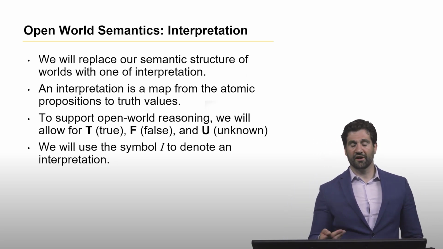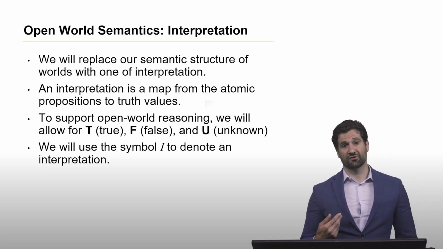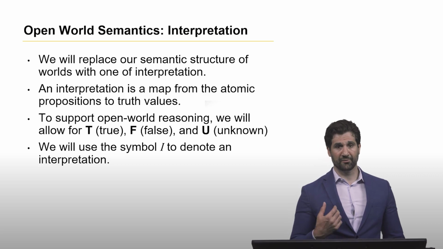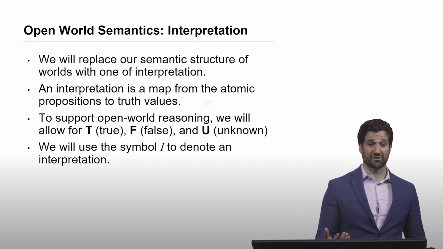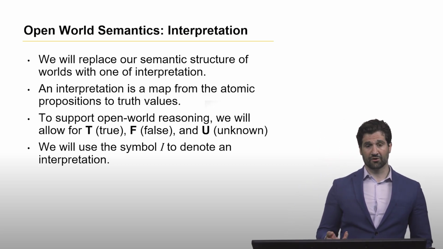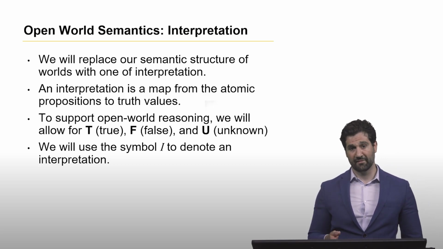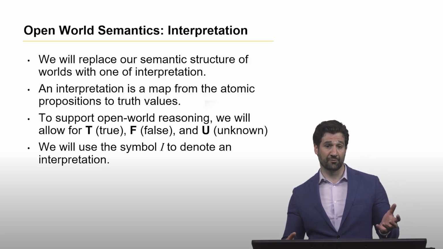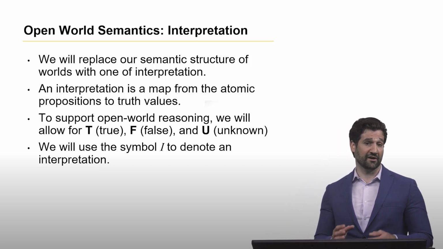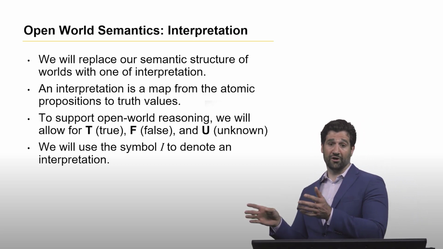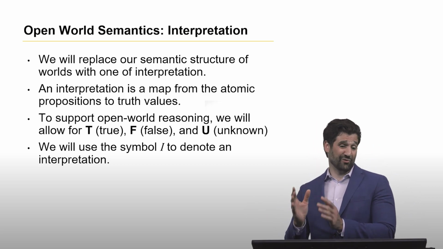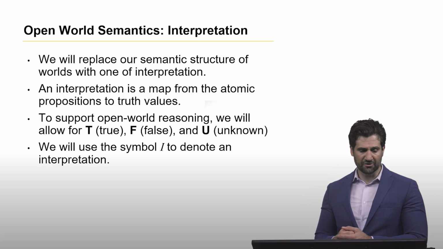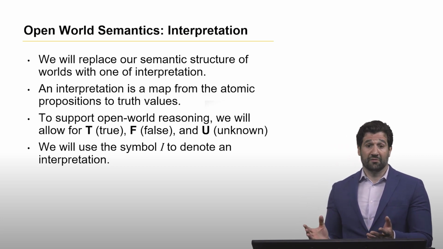Okay, so we're going to have this new semantic structure. We used to talk about worlds when we had a closed world assumption. Now we'll talk about interpretations. An interpretation is just a mapping of atomic propositions. In our simple case, it'll be just one of three values: true, false, or unknown. So we're just adding one more potential state an atom can be in.